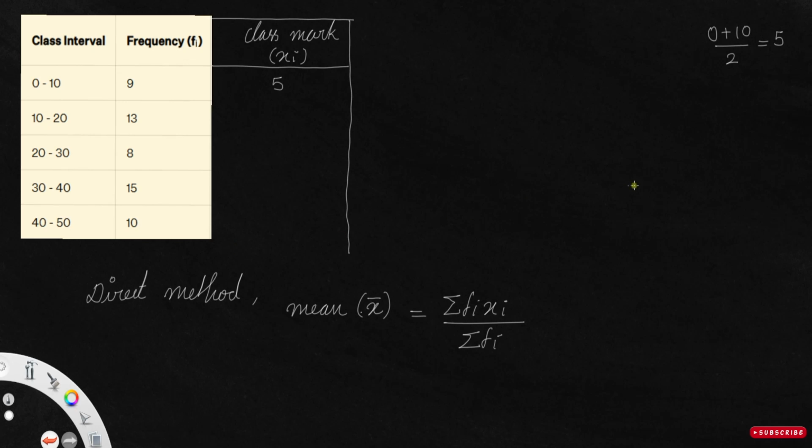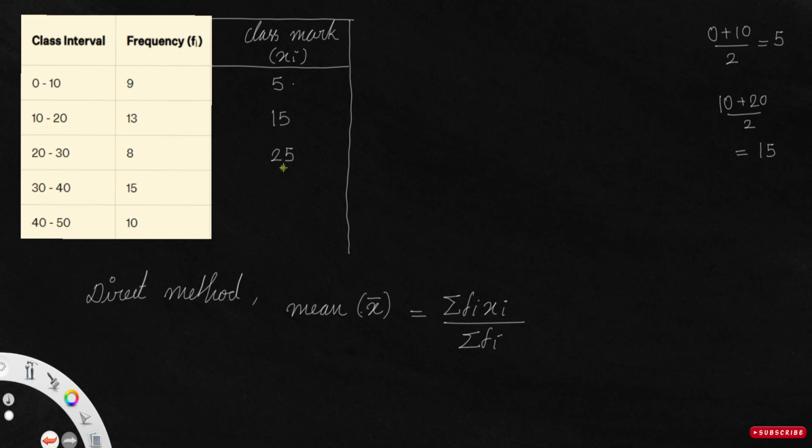Similarly, for this interval, I can write 10 plus 20 divided by 2, which is equal to 30 by 2, which gives 15. Similarly, you can find the class mark of all these intervals. Here it will be 25. Or there is another method. You already have the class marks of these two. What's the difference between 5 and 15? It's 10. Now you can add 10 to each class mark to get the next class mark.